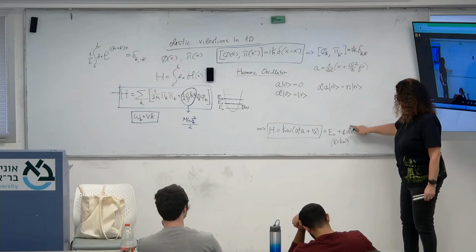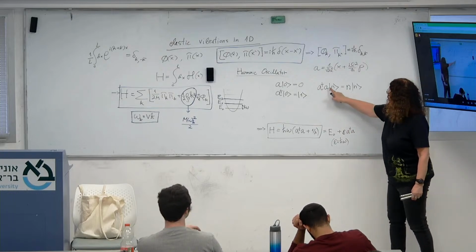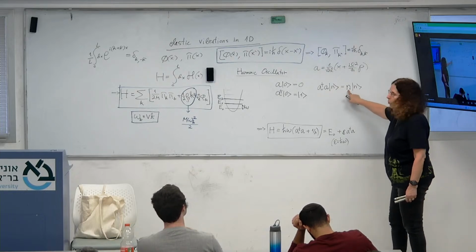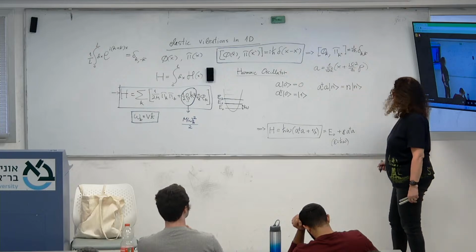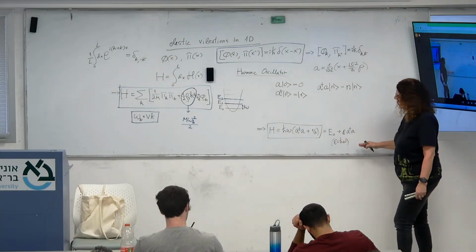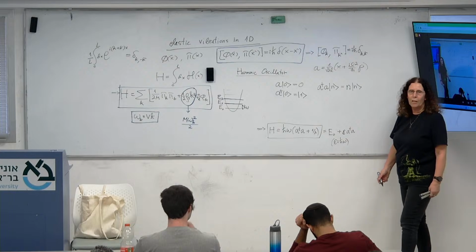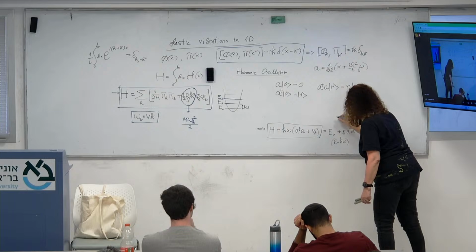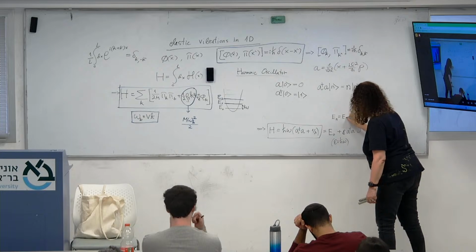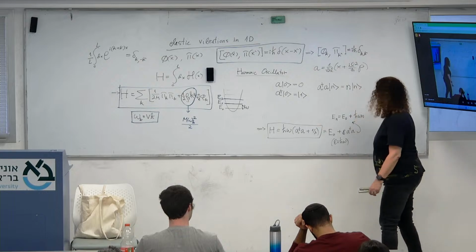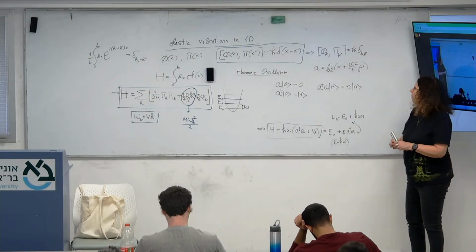So the eigenvectors of A dagger A have an eigenvalue n. It just counts how many times we moved up in the ladder, and therefore what is the spectrum then? This gives you En equals E naught plus h bar omega n. Okay?